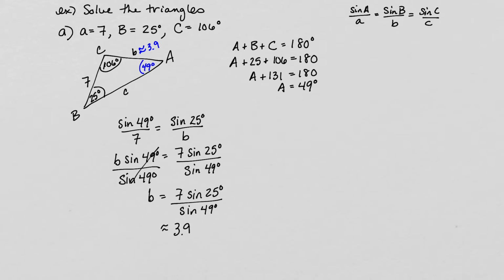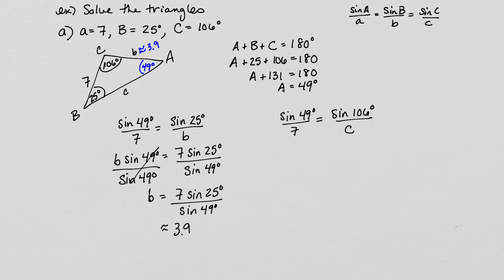Okay. So, no, you guys were right. I was wrong. So to find C, we're going to do the same thing. So we're going to do the sine. Again, we're going to use that 49 degrees over 7. But this time we're going to deal with the stuff with C. So the sine of 106 degrees over little c.